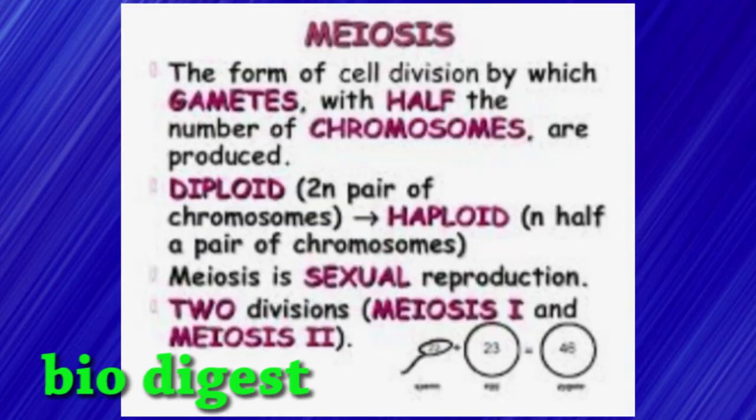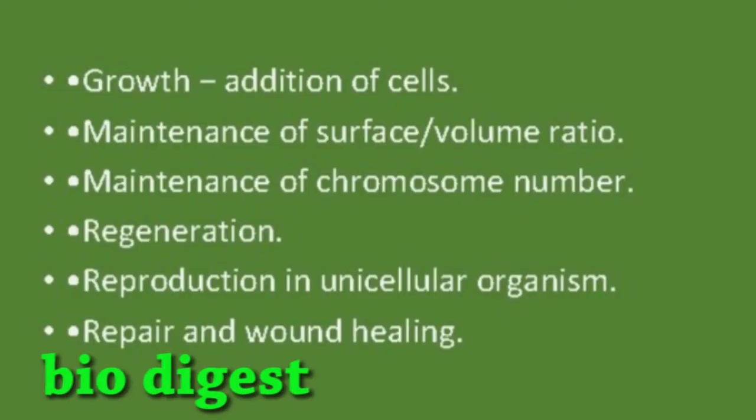Meiosis. Reduction division producing gametes. The most significant aspect of meiosis is that the number of chromosomes in the sex cells is halved. This is essential because when the male and female gametes fuse during fertilization, the normal diploid number of chromosomes is reacquired. What is the significance of mitosis? It helps in the growth of the body. It helps in the repair of damaged and wounded tissues. It helps in the replacement of the old and dead cells. It maintains the same chromosome number in daughter cells.